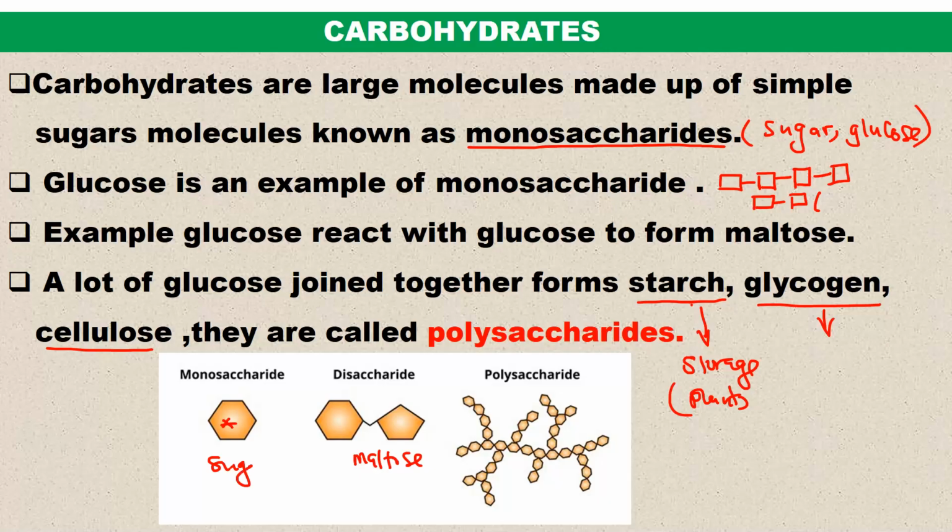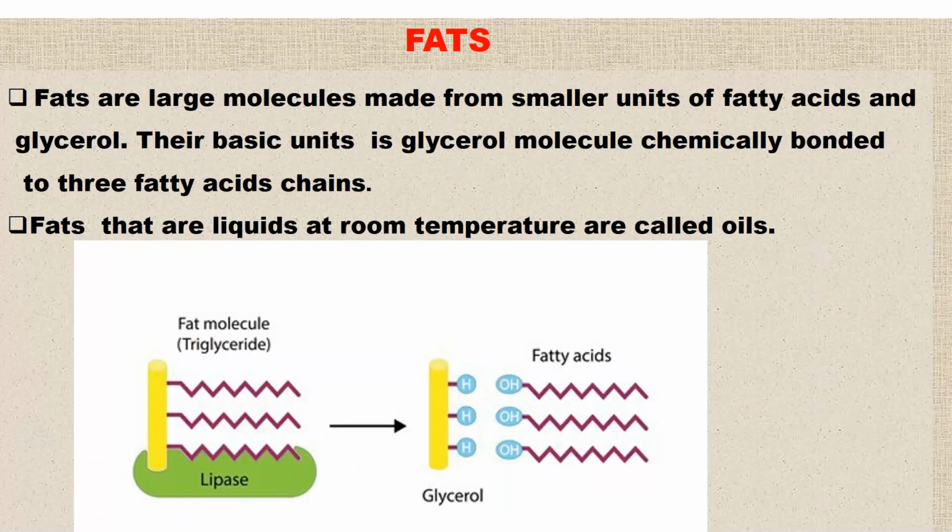So this can be a sugar, which is a glucose, then maltose, then a lot of sugars combining, as we can see, forming a polysaccharide, whatever the name is. It can be glycogen, it can be starch or cellulose. I guess you've picked something here. Let us look at fats.